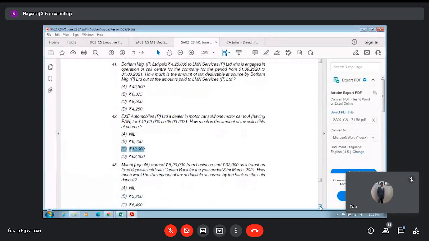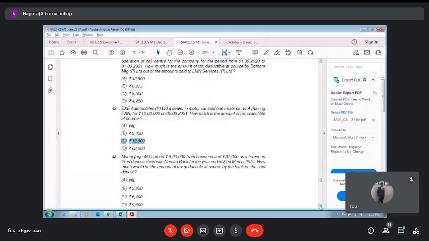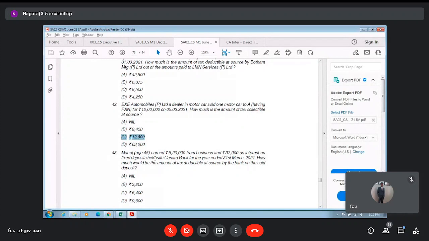Question 43. Manoj, age 45, earned 5,20,000 from business and 32 as interest on fixed deposits held with the Canara Bank for the assessment year ended 31st December 2021. How much would be the amount of tax deductible at source by bank on this said deposit? TDS on deposit is 5%. Is it 5% or 10%? 10%, I think.